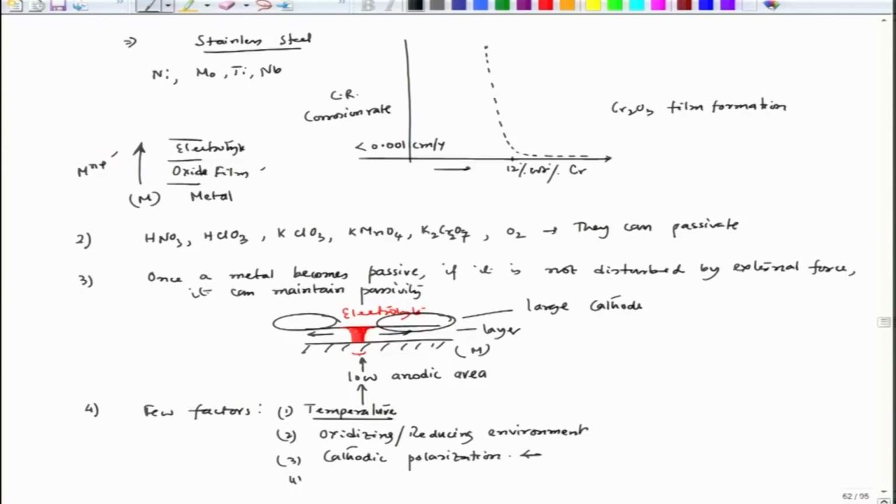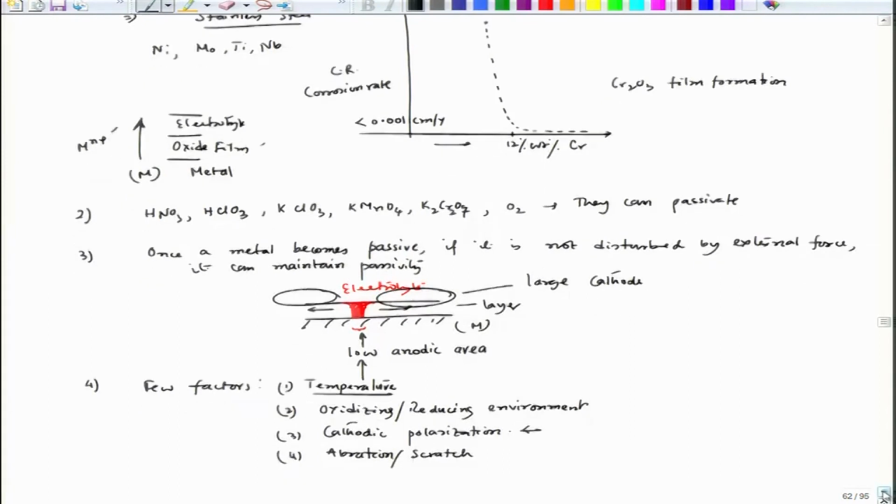And of course, then abrasion or scratch. So, these are the mechanical effects which can lead to breakdown of passivity. And of course, there are many other factors; I am just pointing out some important aspects.